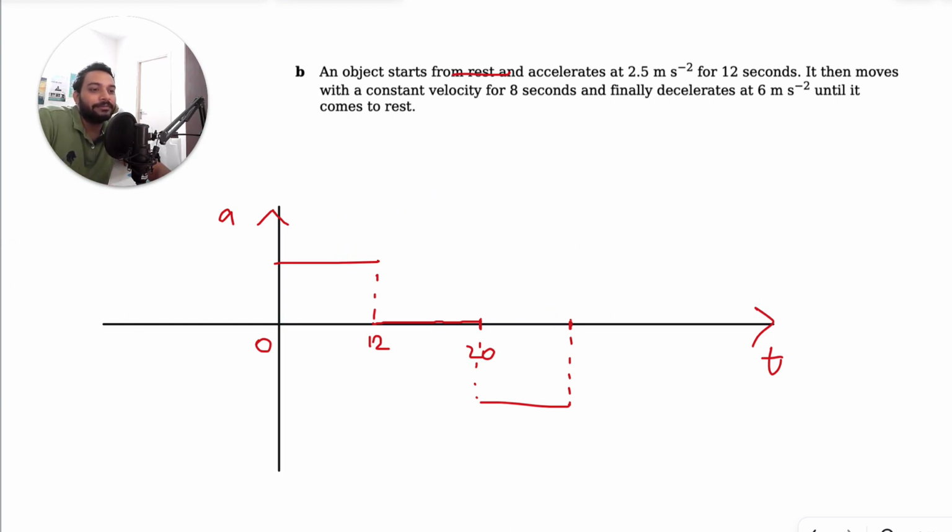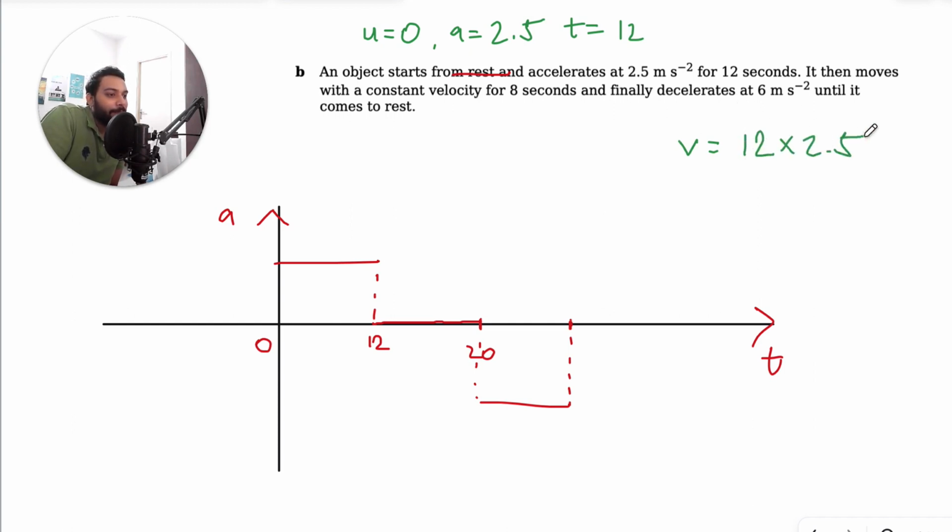What are the values we get? Starting with u equal to 0, acceleration A is 2.5, and t is 12. So v is equal to 0 plus at. 12 times 2.5 is going to be 30 meters per second. 25 times 12 is 300, so 30 meters per second. This is the velocity at the end of t equal to 12 seconds.